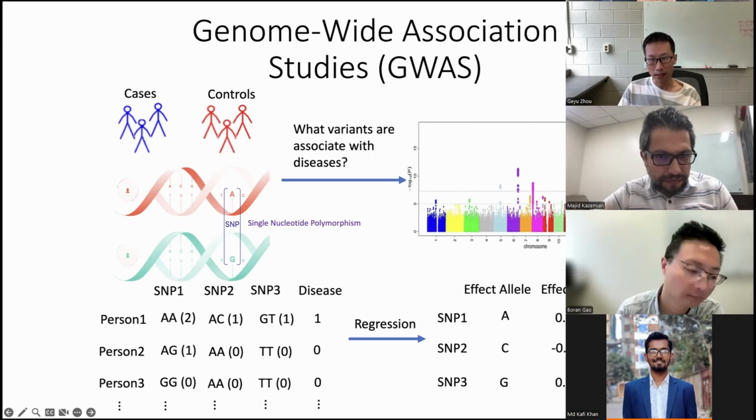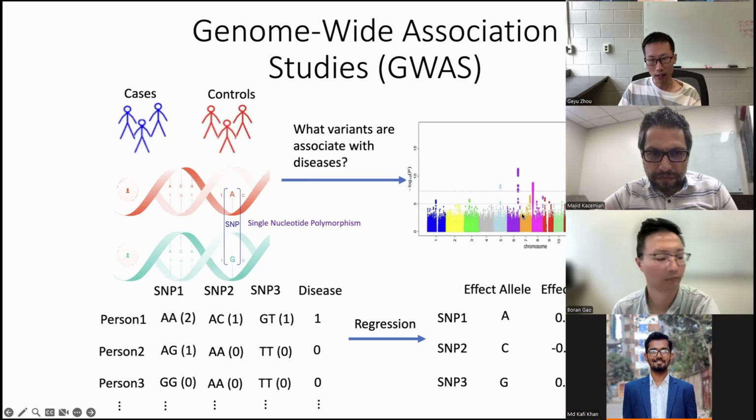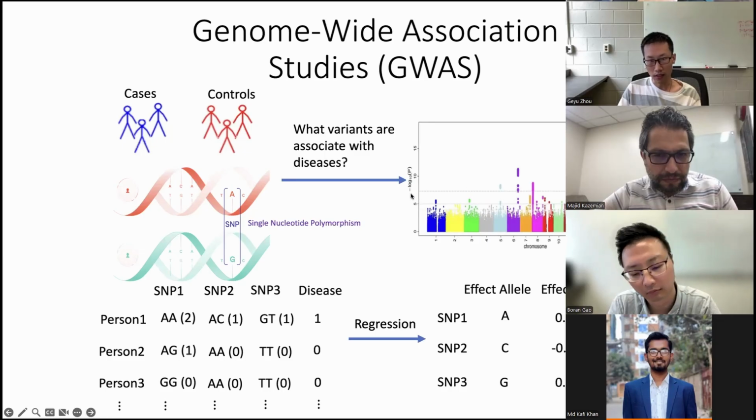And on the x-axis and on the y-axis, we can plot the minus log 10 p-value. And typically, if there are genetic factors associated with the trait, we will see lots of SNPs reaching the genome-wide significance level. And here we see a little bit of peaks on the plot.